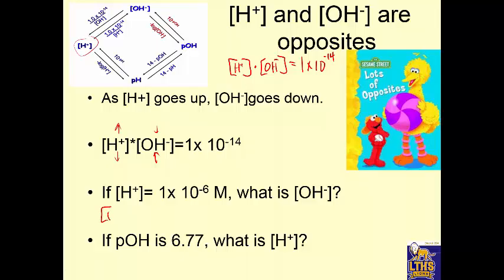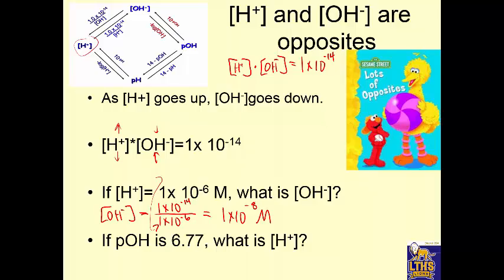So hydroxide ion concentration is going to be equal to 1 times 10 to the negative 14 divided by 1 times 10 to the negative 6. I knew the H plus, so I plugged it in at the bottom. This is going to give me 1 times 10 to the negative 8 molar.